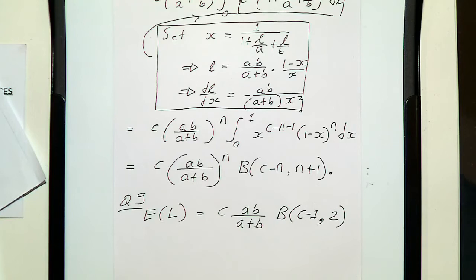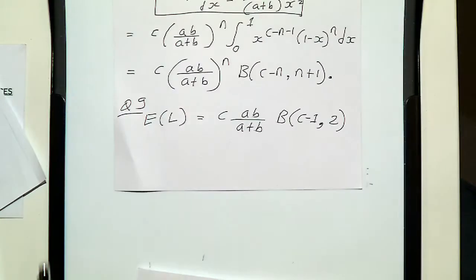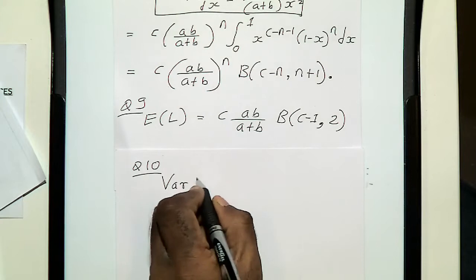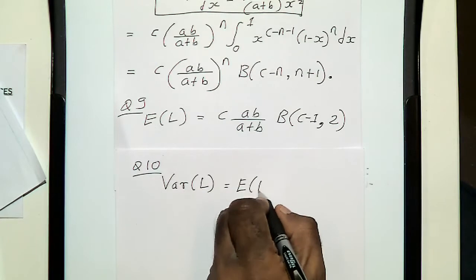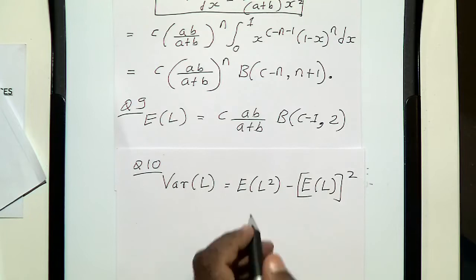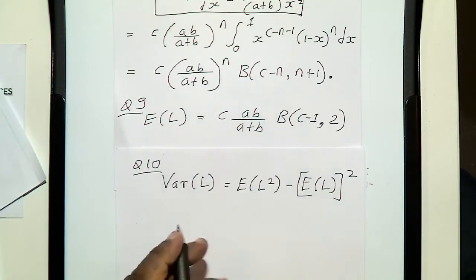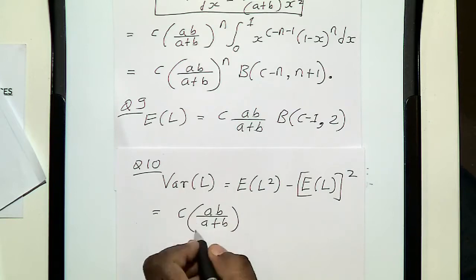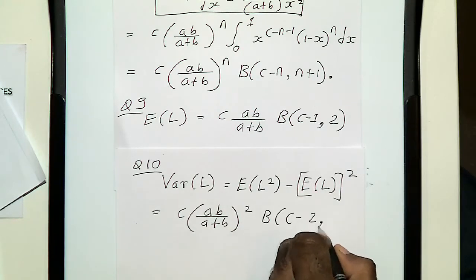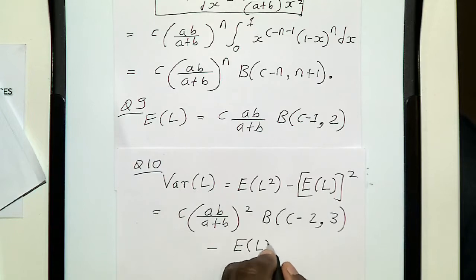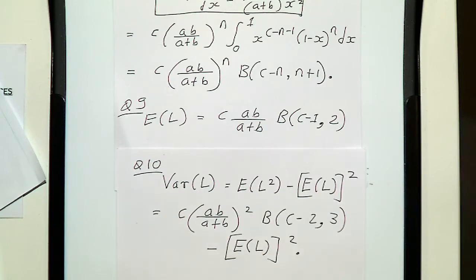And the last part of the tutorial sheet is to find the variance of L, which, as you know, is this, right? To find this guy here, you put n equal to 2 into this formula. And then you take away the square of the expected value, which we already found. Okay, so that completes the tutorial sheet.